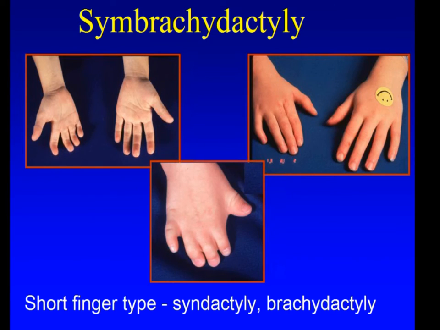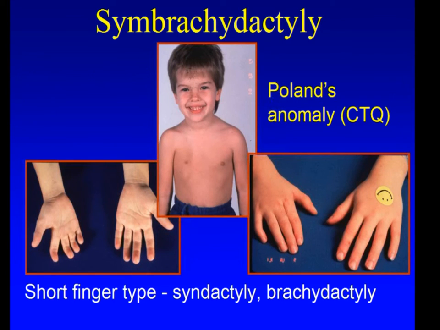So these are just some pictures of the short finger type, and this has both usually some type of syndactyly, so that the web spaces are not as deep as you see on the other hand, and also brachydactyly, meaning that the bones are shorter in the fingers. This is also the type that is associated most commonly with Poland's anomaly.